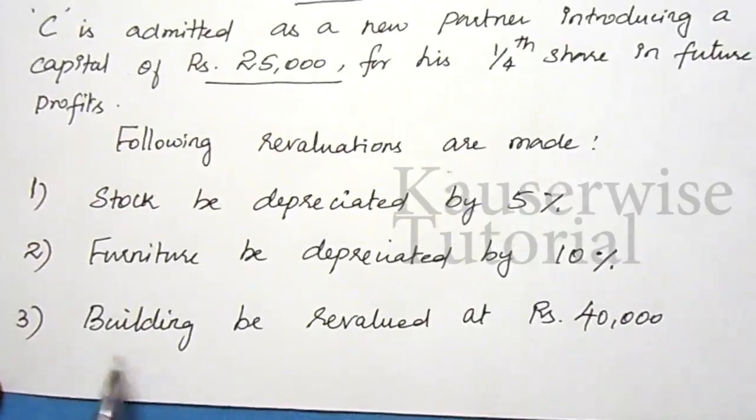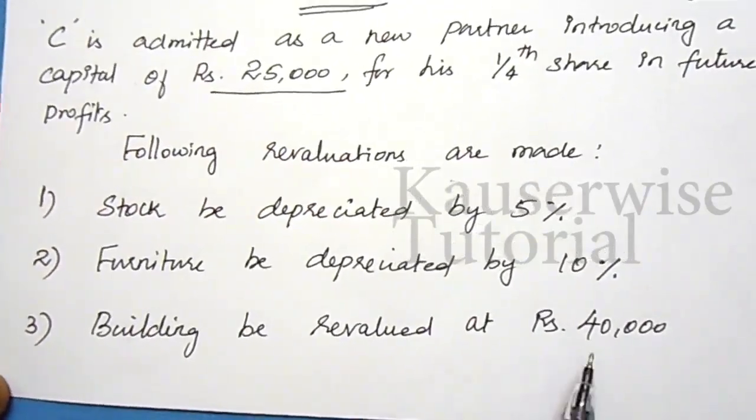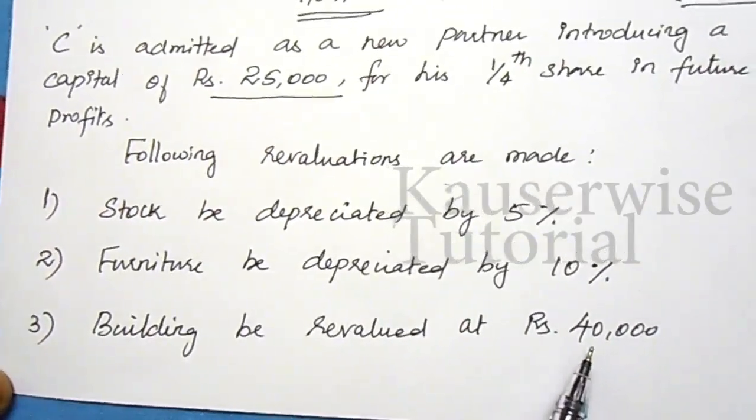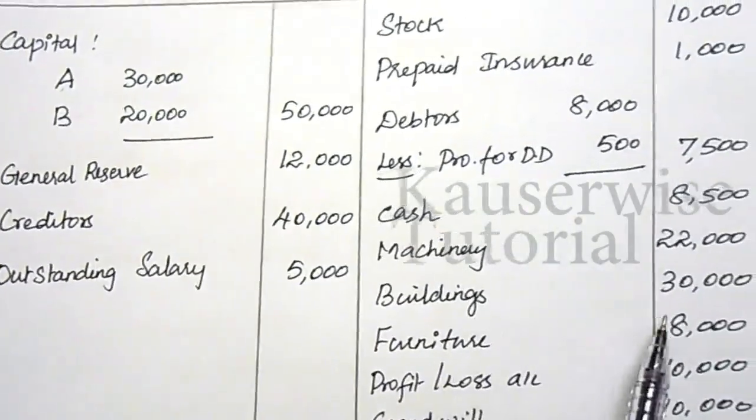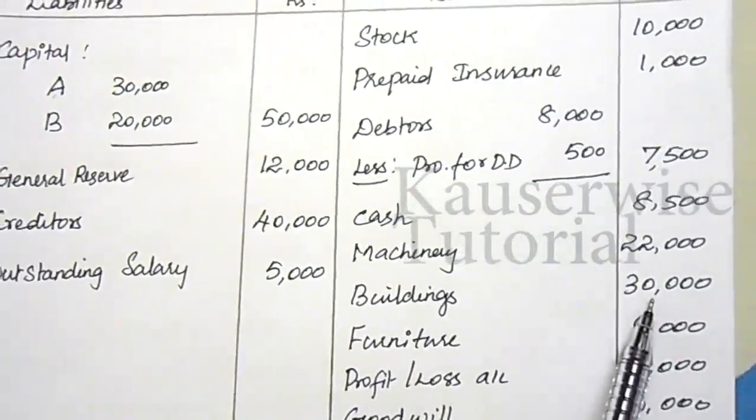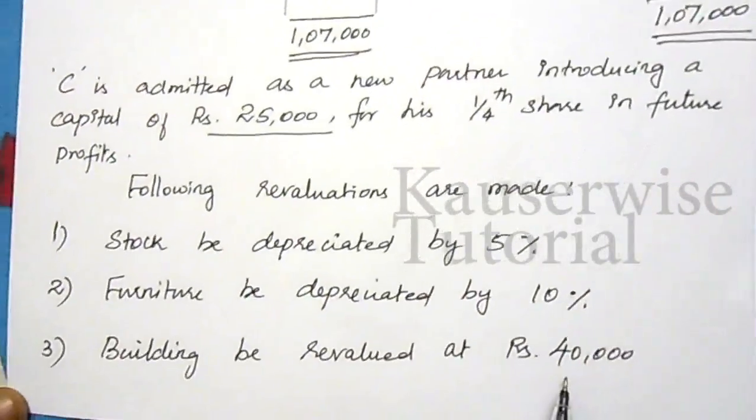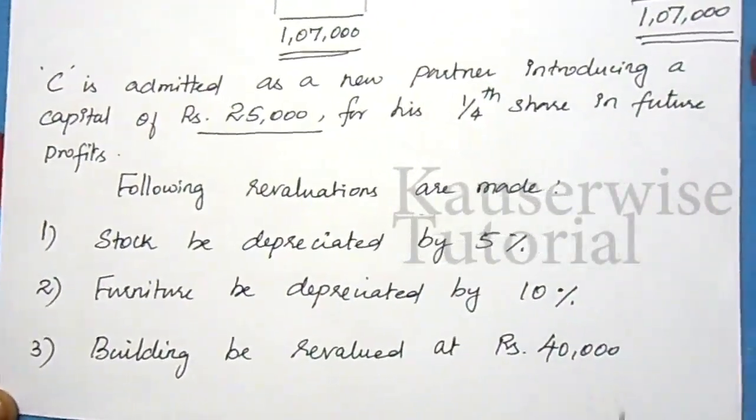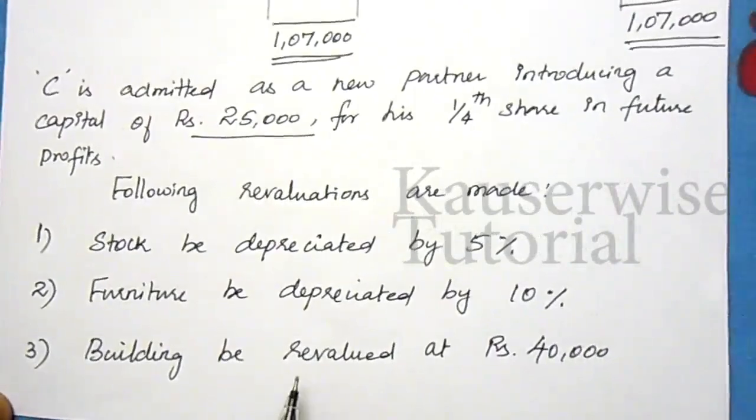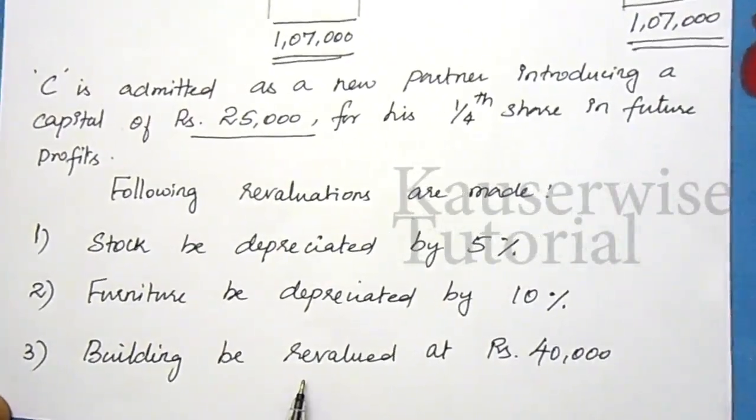Next adjustment. Building to be revalued at 40,000. Look at the balance sheet. Building value is 30,000. Now the revised value is 40,000, so 10,000 increased. So the entry for the transaction is building account debit to revaluation account.